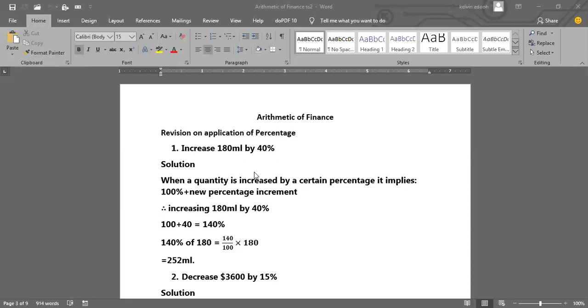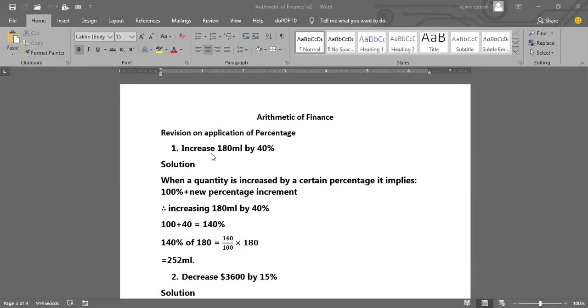The other way is to calculate 40% of the quantity and after that add it up. You still get the same answer, but with the method we're using, we get the answer straight. So when a quantity is increased by a certain percentage, it implies 100% plus the new percentage. You're seeing 100% as the original quantity, the quantity prior to the increment.